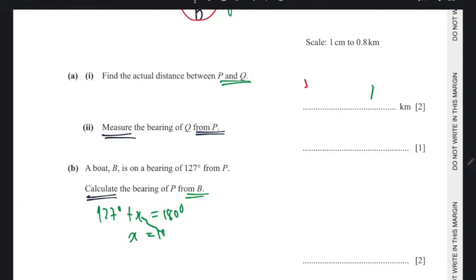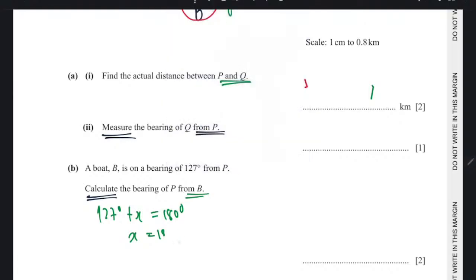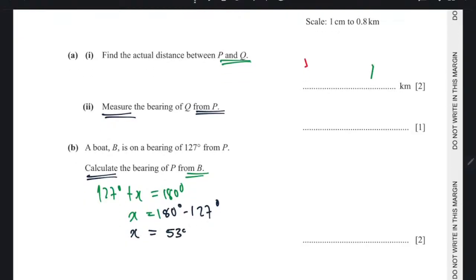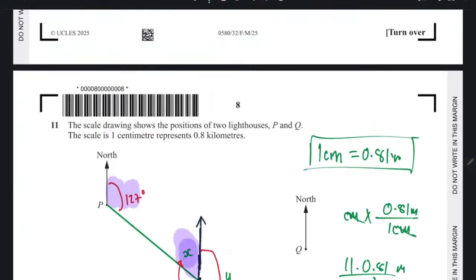What do you get? X will be 180 degrees minus 127 degrees. What do you get? Yes, so be careful. We had made a mistake on the first one. We had made 127 plus X. The other inside angles, we call them co-interior angles. These two add up to give 180.